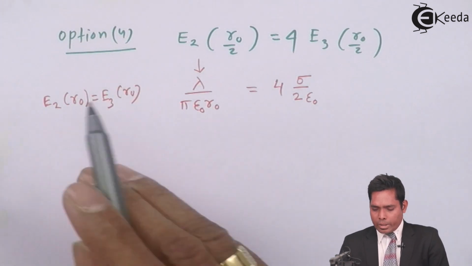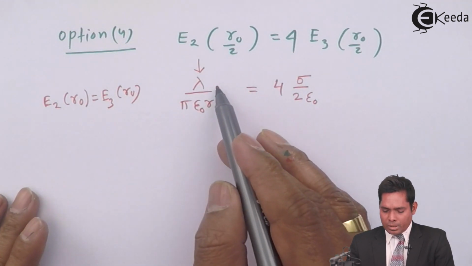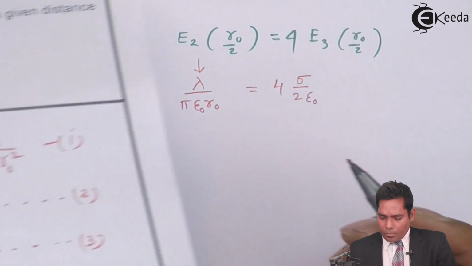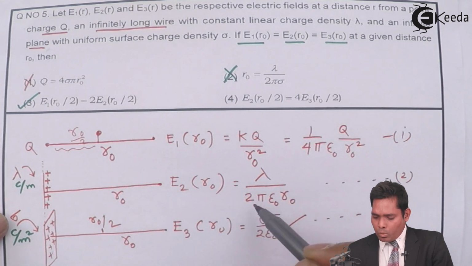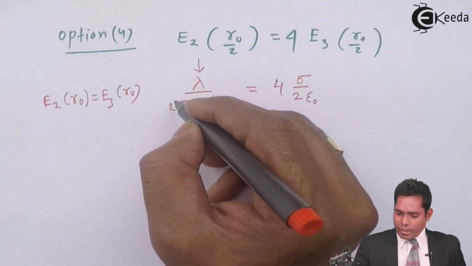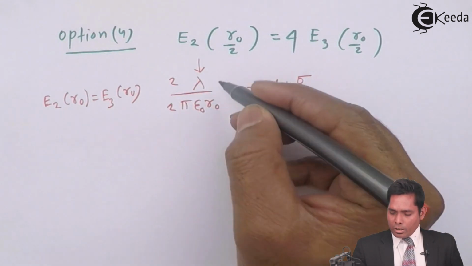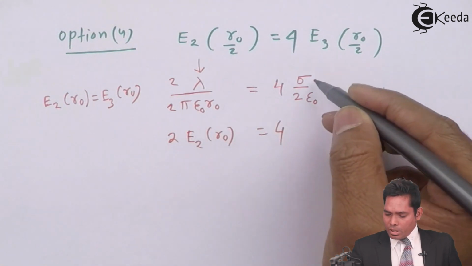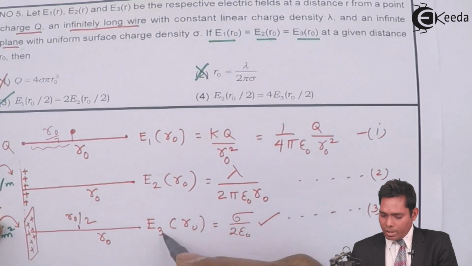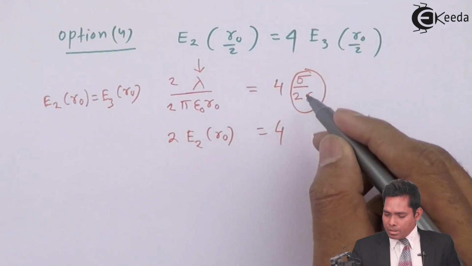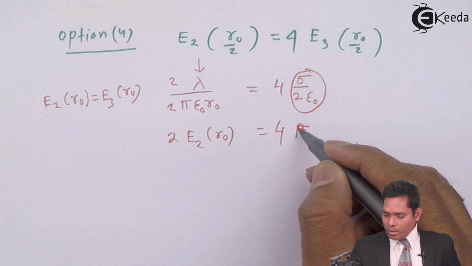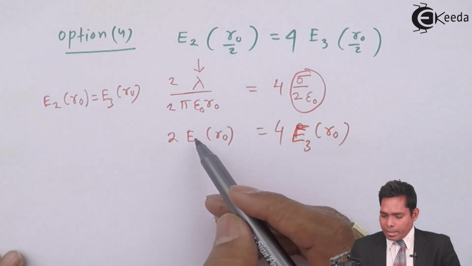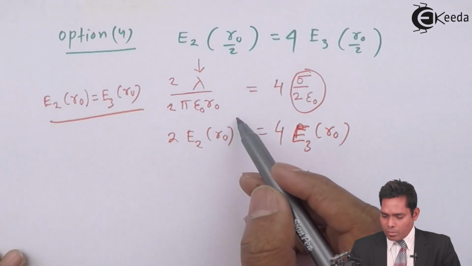To relate this, to cancel this, I will write this expression in terms of E3 R naught. For E2 R naught, I need lambda divided by 2 of this. The 2 is not there, so I will multiply by 2 and divide by 2. There is nothing going to change in this expression. This becomes E2 R naught, and from here this is 4 times sigma upon 2 epsilon naught. Sigma upon 2 epsilon naught is E3 R naught, so I can directly write E3 R naught in place of this. If I do that, then we know that they are equal. This is given in the question, so they will cancel out.